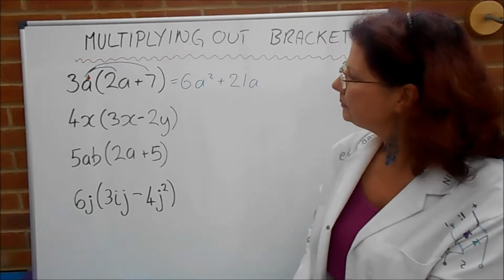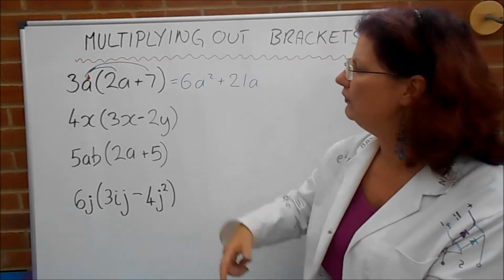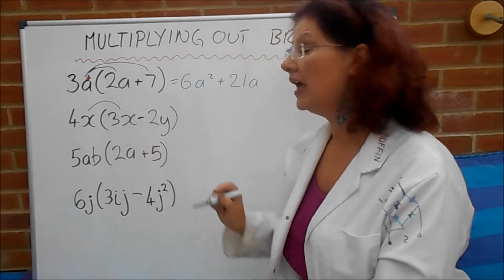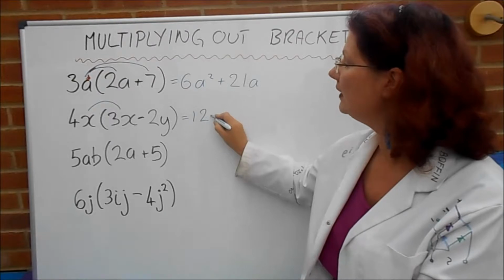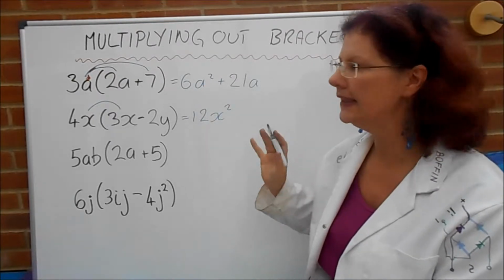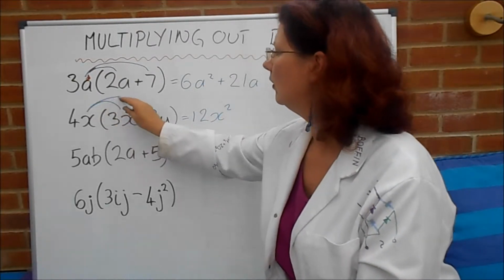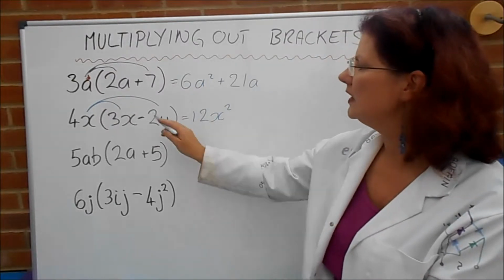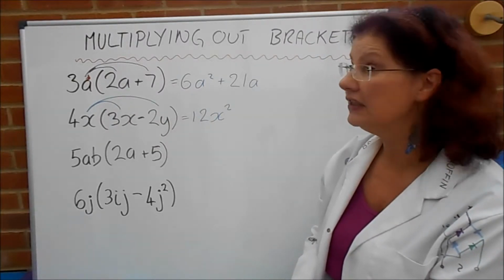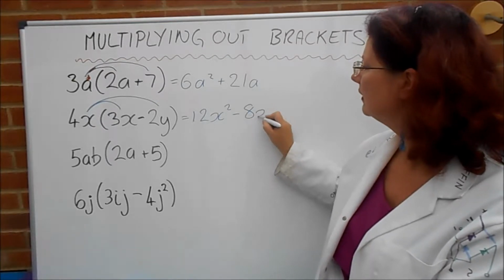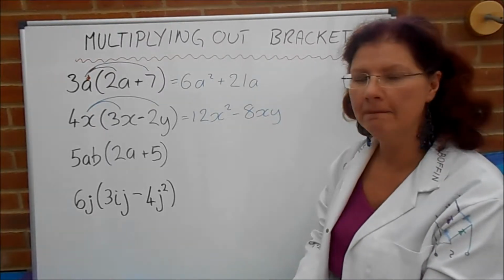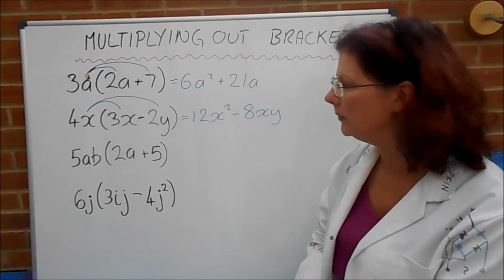Back to reality. Second one, we've got a 4x times a 3x. So the numbers first, 4 times 3, 12. X times x, x squared. Dead easy. 4x times negative 2y. We've got take away 8xy. Hopefully that's all looking reasonable.